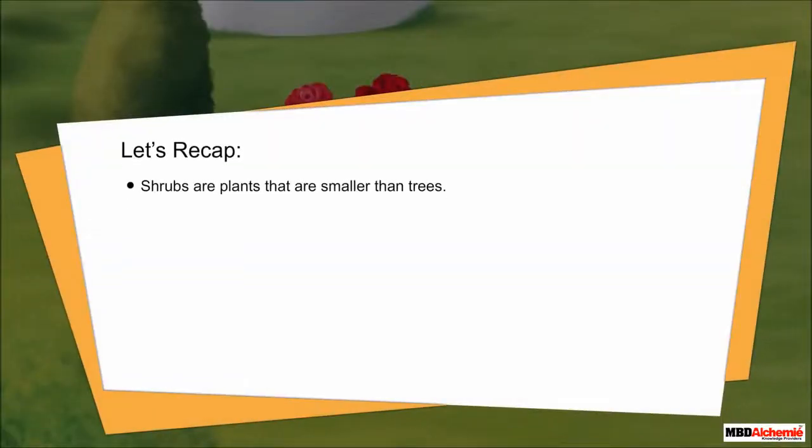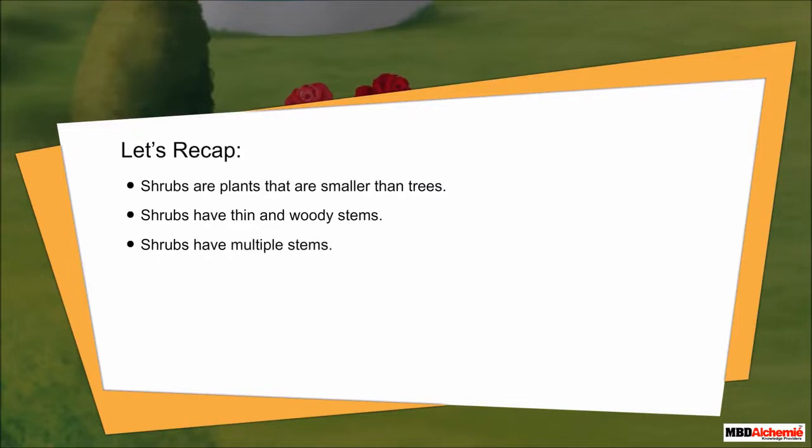Let's recap. Shrubs are plants that are smaller than trees. Shrubs have thin and woody stems. Shrubs have multiple stems.